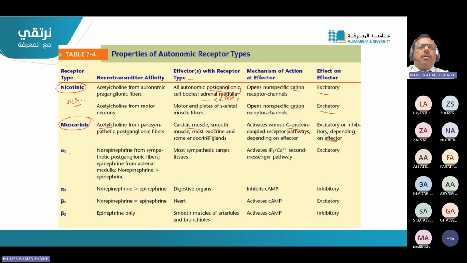Whereas adrenergic receptors are alpha and beta, 1 and 2: alpha 1, alpha 2, beta 1 and beta 2. And also it depends upon the activation. Alpha 1 is most of the time excitatory. Beta 1 is also excitatory. Alpha 2 is found in the GIT, inhibitory. Beta 2 is found in the smooth muscle of the arteriole. It is inhibitory, like that.